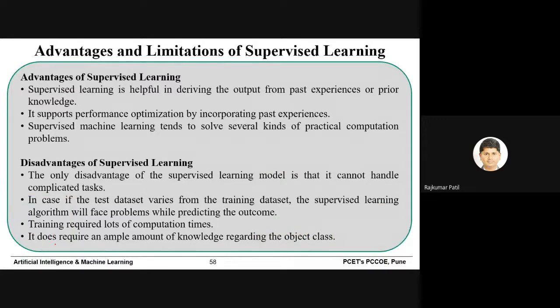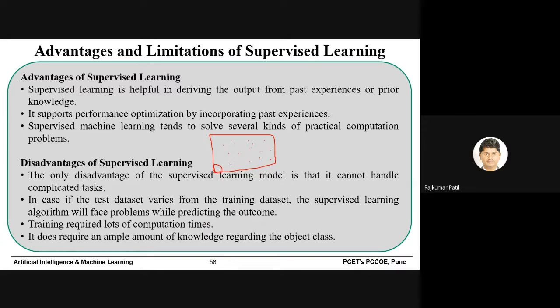Then it does require an ample amount of knowledge regarding the object class. Yeah, of course, as I said, suppose you are to test the solar panel for its dust. So the dust may get concentrated at one corner only. The dust may spread over the entire surface. So there are so many situations, or we can say patterns, of the dust collection on the solar panel. So if you have knowledge of all such possible things, then you can train the model in a better way.